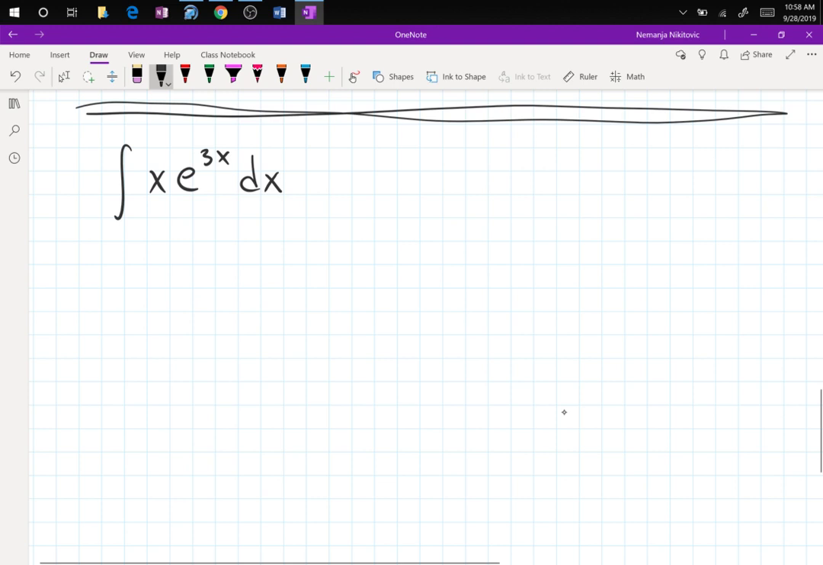Okay, so let's take a look at the problem together. So we are going to set up u, dv, and then du and v underneath. I'm going to pick x for u again, because I want to get rid of it. And then dv is going to be e to the 3x dx.